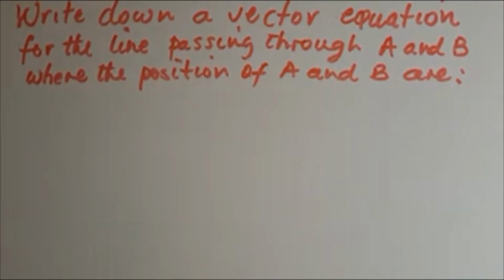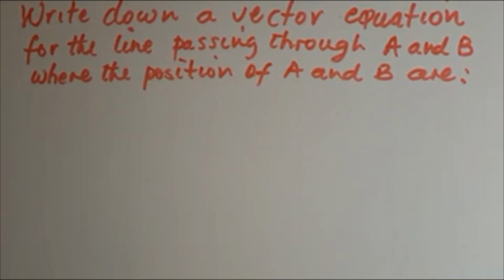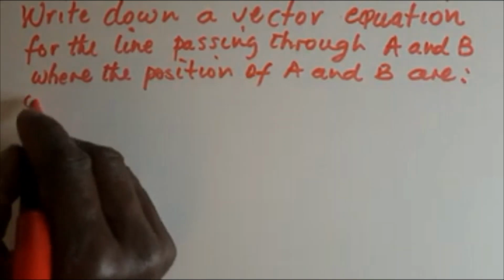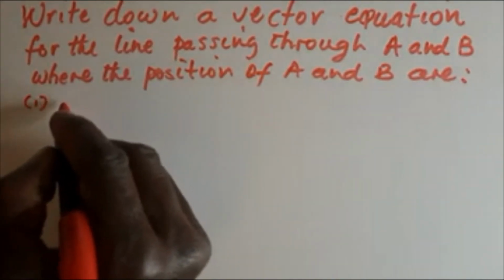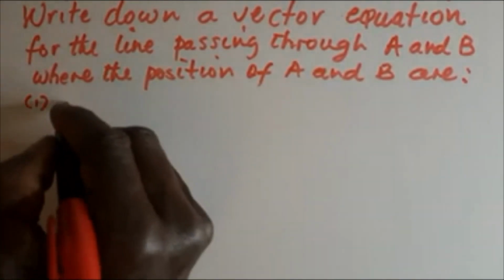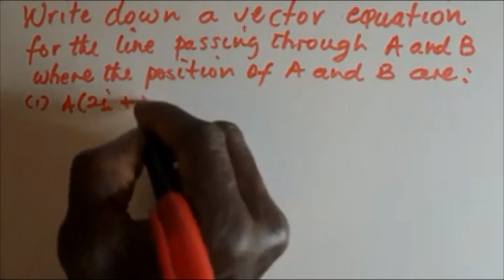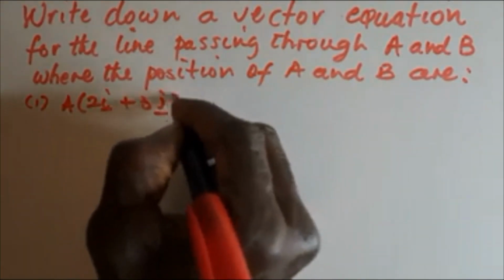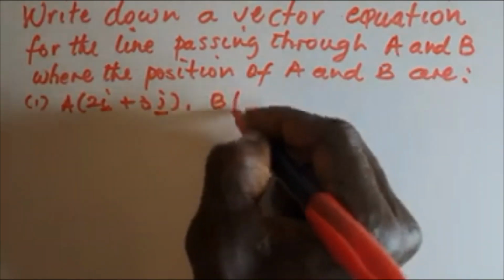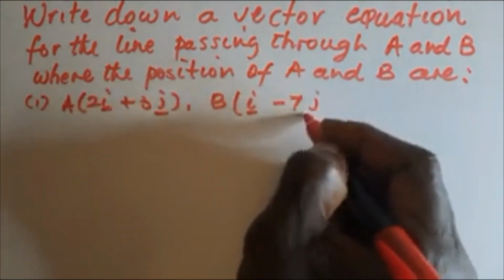Hello. Write down a vector equation for the line passing through A and B, where the position vectors of A and B are given. So the first one is we have A at 2i + 3j and B at i - 7j.